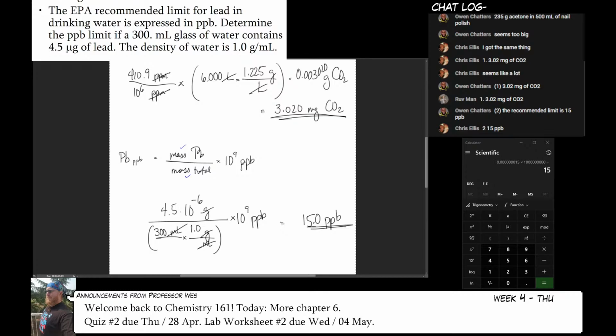And that's the EPA limit. So if there are more than 15 parts per billion of lead in your water, it is considered not safe to consume. Now, that is an incredibly small amount of lead, which tells you just how obnoxious lead is in terms of biology. Like, it will bind to proteins.